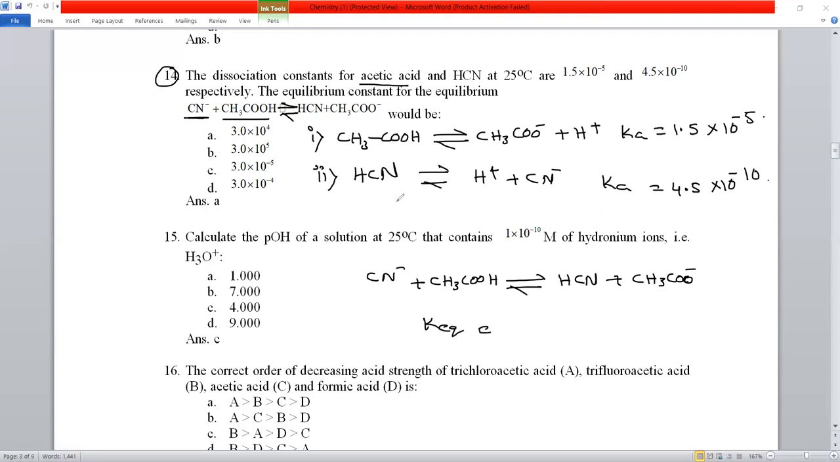So this is the equilibrium constant they're asking for here. What is the relationship between equation number 1, 2 and equation number 3, students? If you relate them, equation number 1 divided by equation number 2 gives equation number 3. Equation number 1 value is 1.5 × 10^-5, and equation number 2, Ka value is 4.5 × 10^-10. On solving this, you'll get the answer, that should be A.